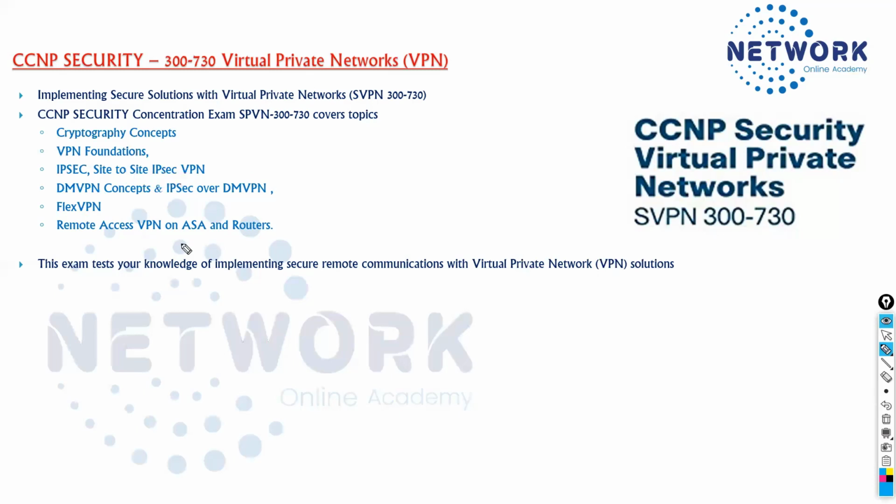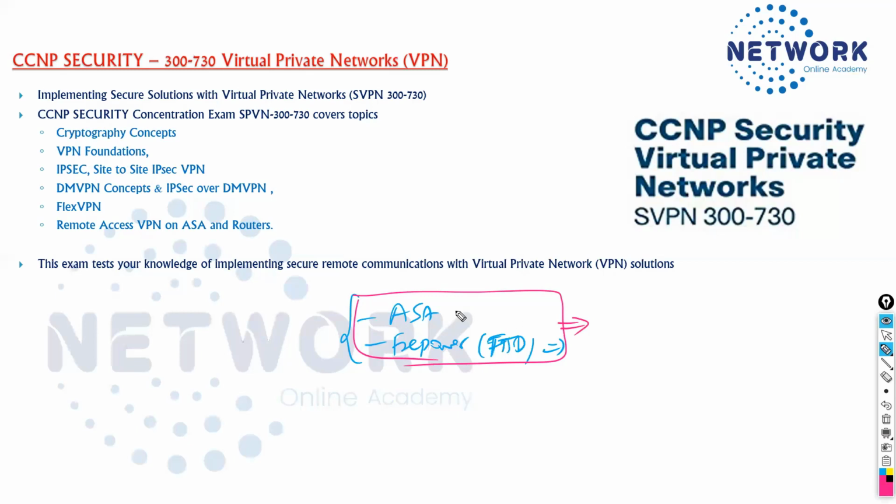Now, most of these configurations we'll be doing on the routers as well as on the ASA firewalls. Of course, not only ASA, we'll also cover a few of the VPN configurations on our FTD device, the Firepower device. Now, this FTD is again the next-generation firewall. We'll talk about that in that particular module, the FTD.